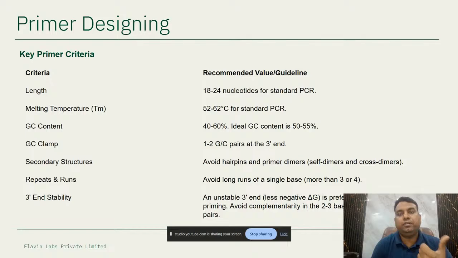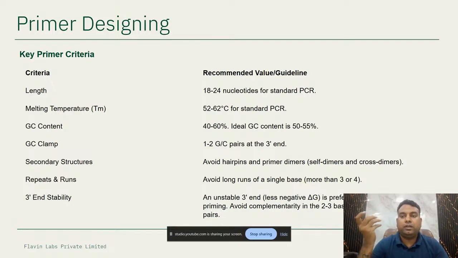Why 18 to 24? Why not less or more than that? Because 18 to 25 is considered specific enough to bind at your target site. If you go for less, then there is a chance that your primer may fall off due to temperature changes. Its melting temperature should always be between 52 to 60 degrees centigrade. You can go higher or lower, but the ideal temperature is 50 to 62 degrees centigrade. Its GC content should be in the range of 40 to 60%, but ideally between 50 to 55.